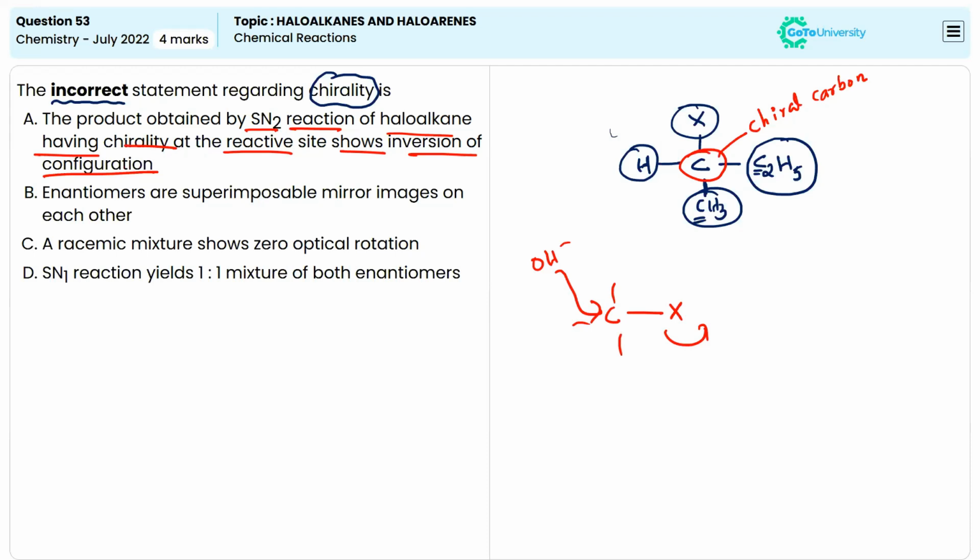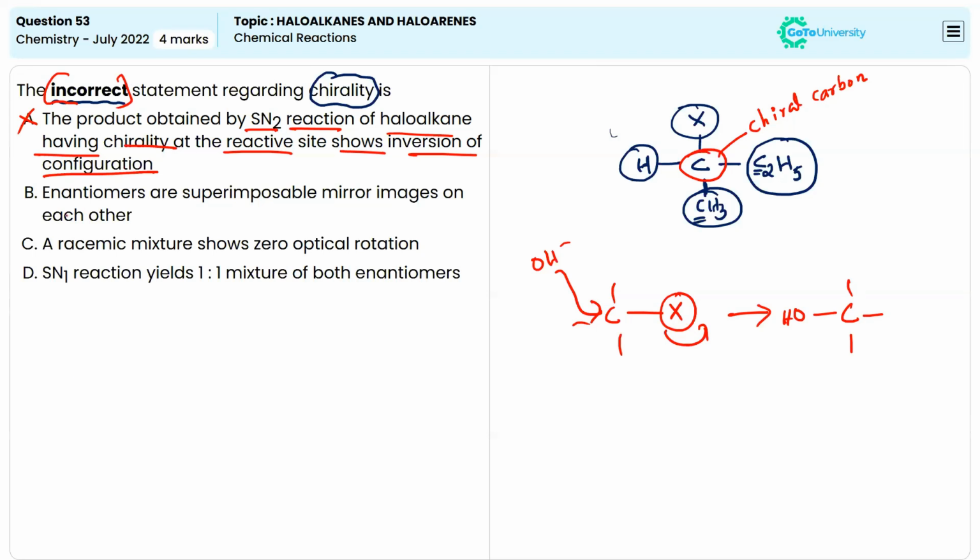When the attacking nucleophile, OH minus, is coming, it cannot come through the same side as the leaving group because there will be some repulsion. So this hydroxide ion always comes through the opposite side of the leaving group. So you are always getting the product with inversion of configuration. You are always getting the inverted product because in the reactant you have this halogen on the right side, right? But in the product you will get the substituted group on the left side. This is the inverted product. So option A is the correct statement. They are asking to find out the incorrect one. So option A is not the correct answer, but it is a correct statement.